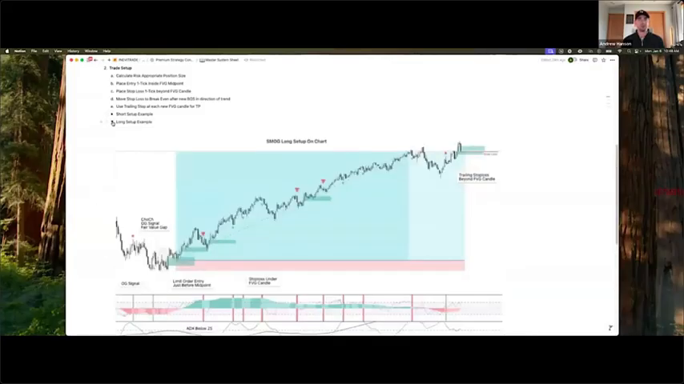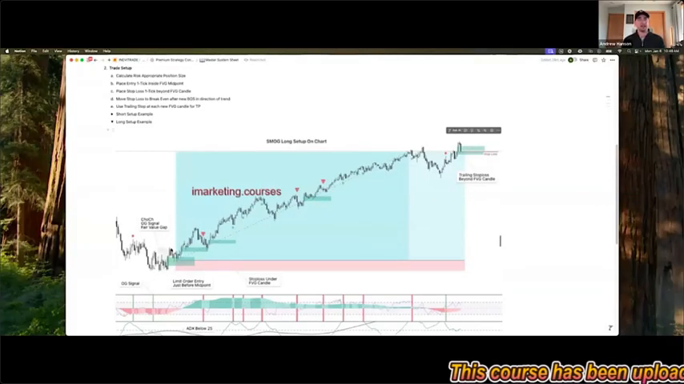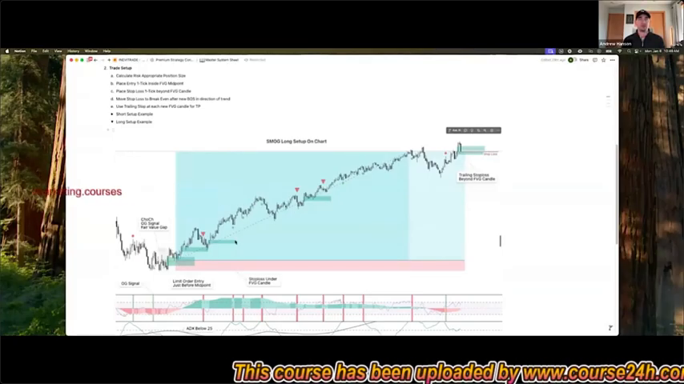We have a long example. Price is trending downward. We get an OG highlight. We get a change of character to the upside with a fair value gap, and then we look to get in on the reversal to the move up.